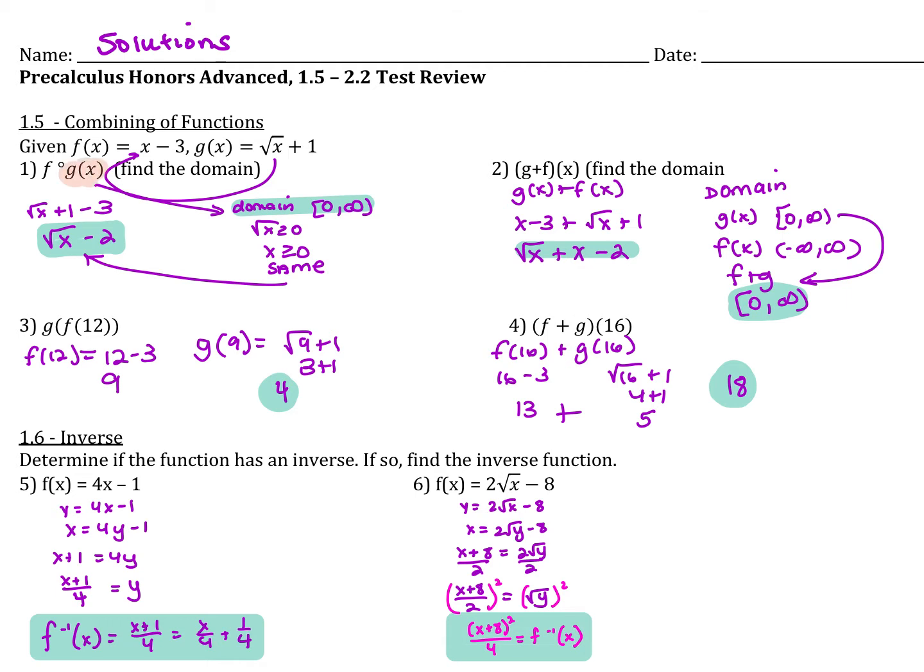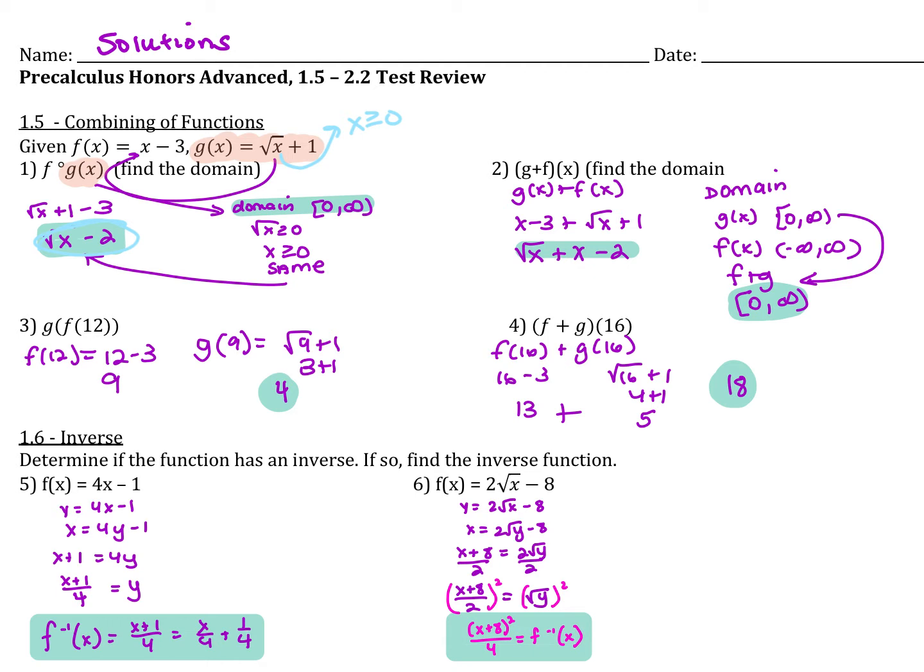So if g of x had a restriction, which it does, whatever's under here cannot be equal to 0. Or it has to be greater than or equal to 0. Then you combine them and then look at your updated function and see if there's a new restriction. It's the same restriction that was already there.